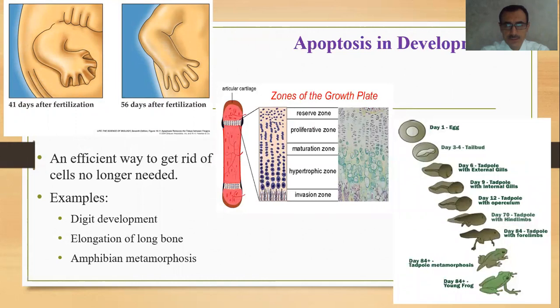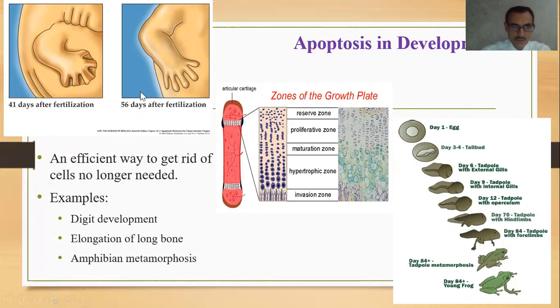Apoptosis you can find in different periods of human development or the development of other animals. For example, during the development of the fingers. Here you see 41 days after fertilization, that between the fingers there is some membrane.